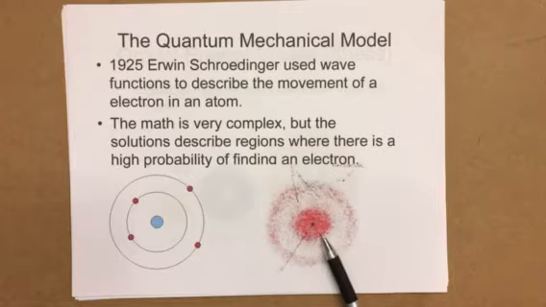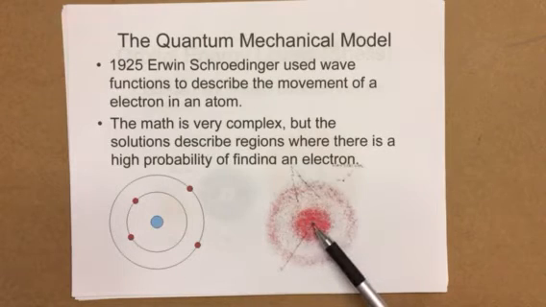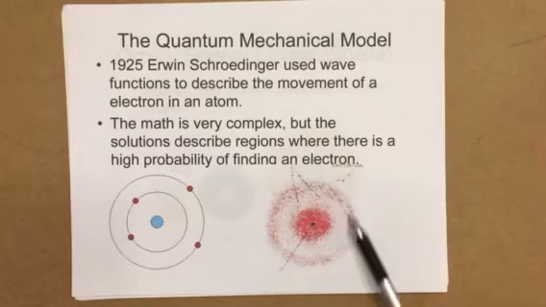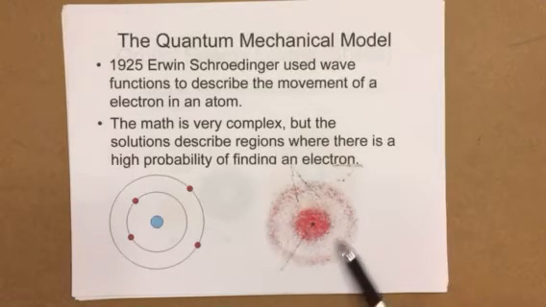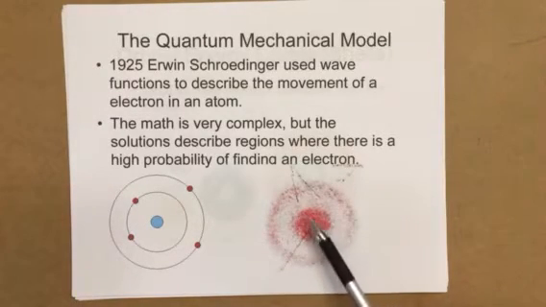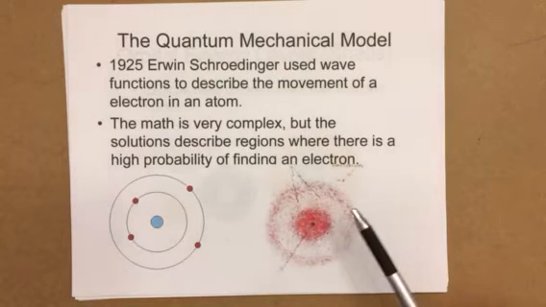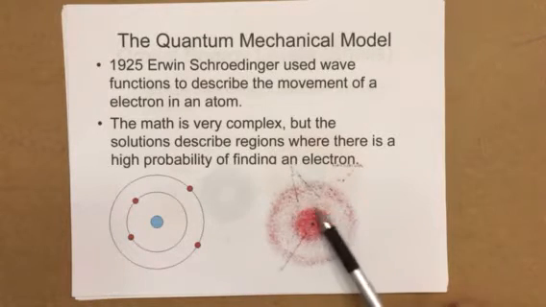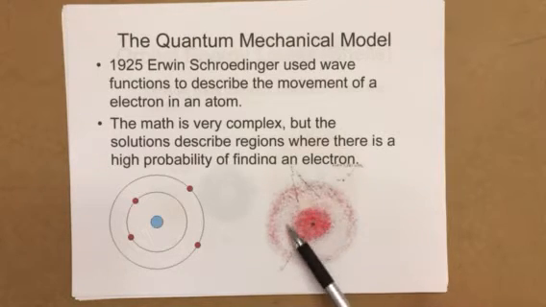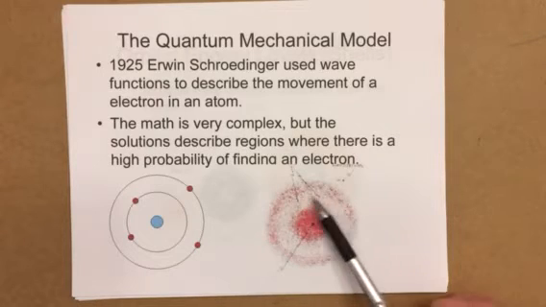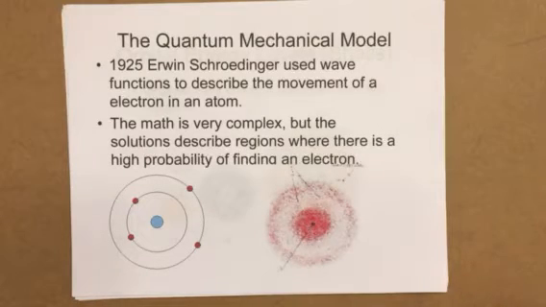And you can compare that to the quantum mechanical model. So you still have the nucleus, but now instead of having these circular orbits, we have this region of space where there's a high probability of finding the electron. All these little dots represent places where it's possible to find the electrons. Where it's shaded in darker, that's where there's the highest probability of finding electrons. And as the dots get less and less concentrated, that's where there's a lower probability of finding the electrons.